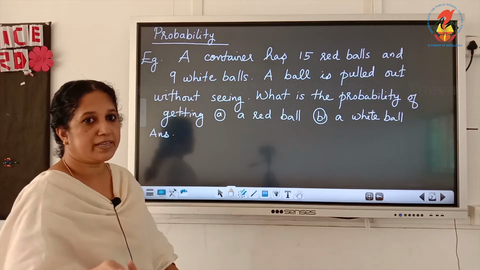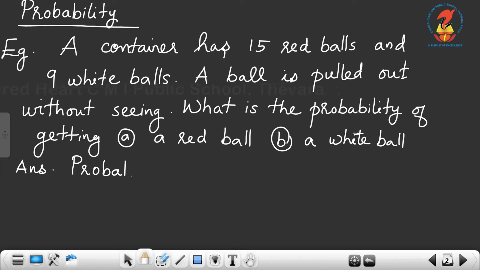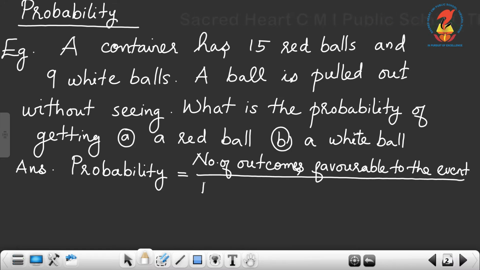Now, how can we find the probability? So, the probability is equal to the number of outcomes favorable to the event, divided by total number of outcomes.